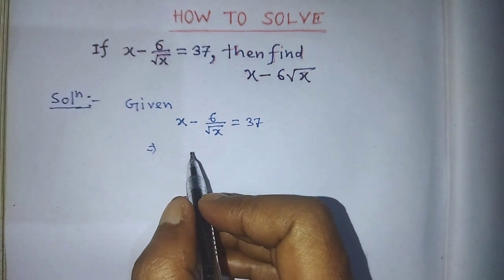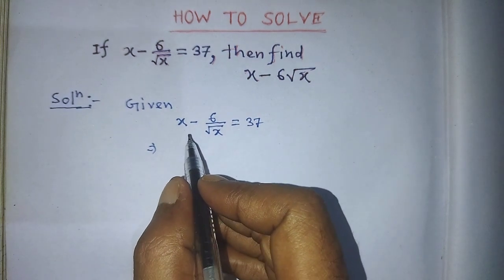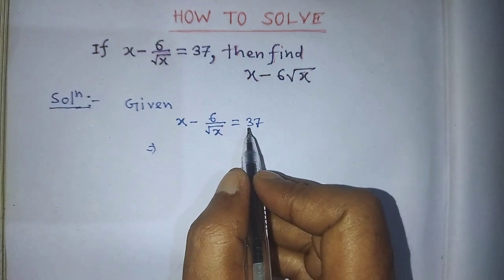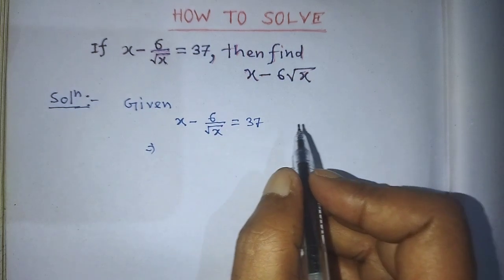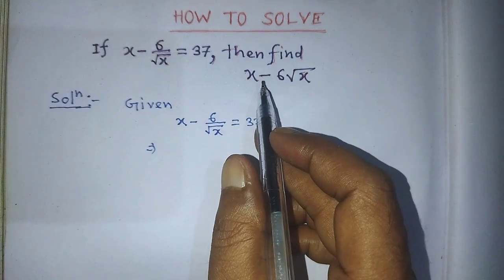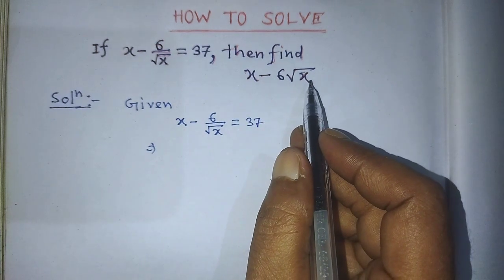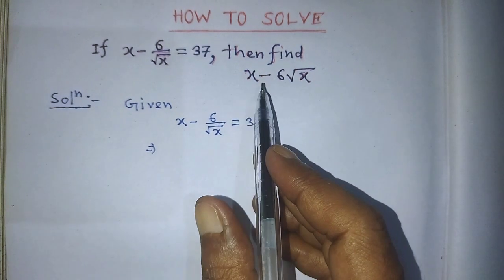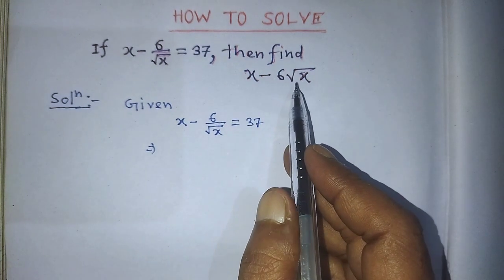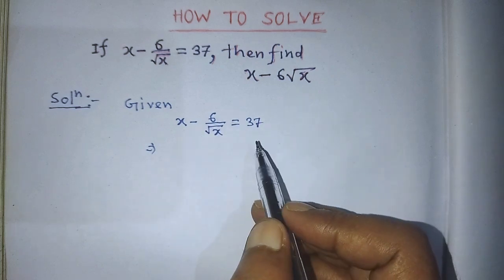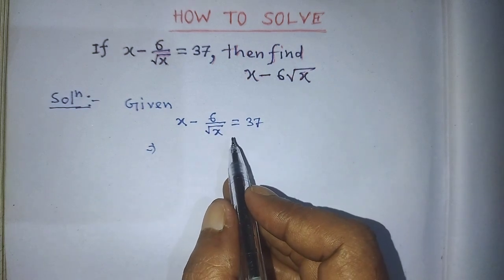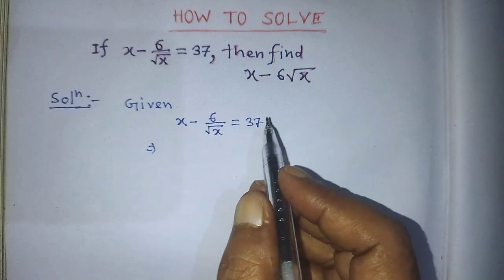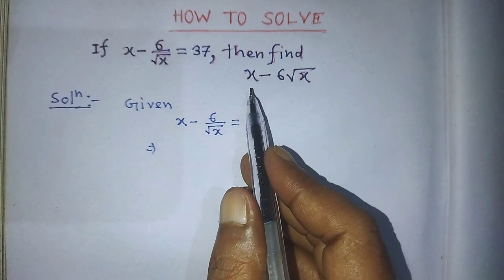So my dear student, our given algebraic equation is x minus 6 over root of x is equal to 37, and we have to find the value of x minus 6 into root of x from this equation. To find it, first of all we have to find the value of root of x from this equation, then we are able to find the value of this algebraic expression.